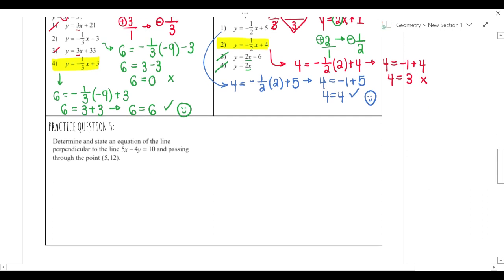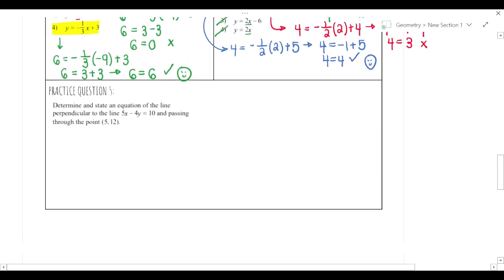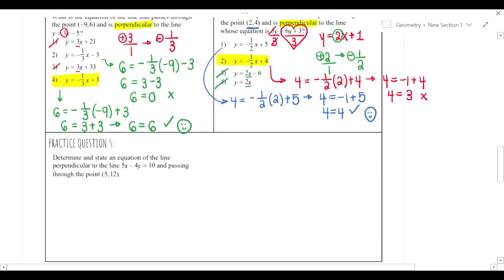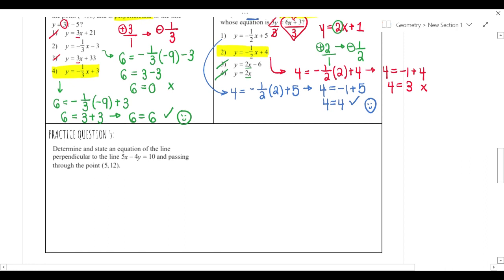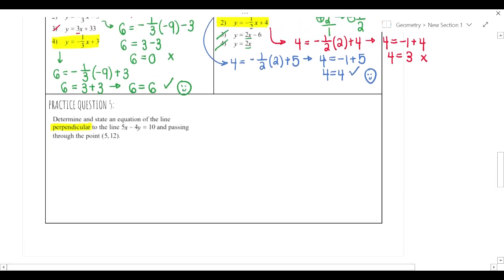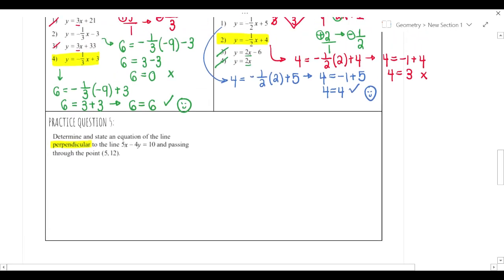Okay, we have the last question here. Practice question number 5. Determine and state an equation of the line perpendicular to the line 5x - 4y = 10 and passing through the point (5, 12). So again, we need to solve for y so that we can get this equation here into y = mx + b form.